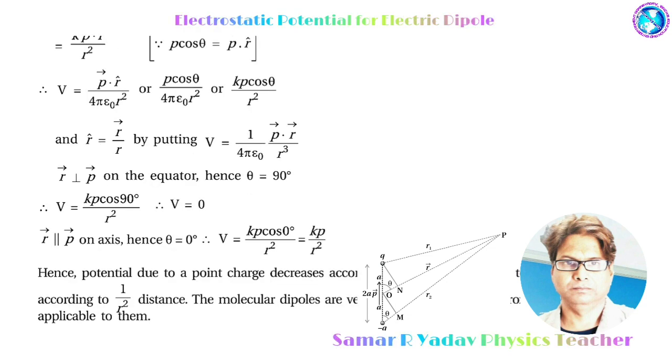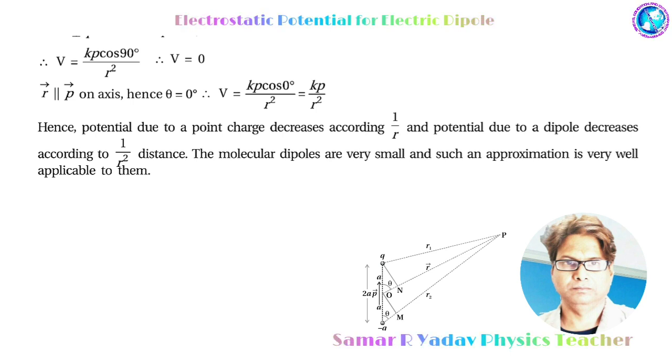On the equator, vector r is perpendicular to vector p, hence theta = 90. Therefore V = kp cos 90/r squared. Therefore V = 0. On the axis, vector r is parallel to vector p, hence theta = 0. Therefore V = kp cos 0/r squared = kp/r squared.